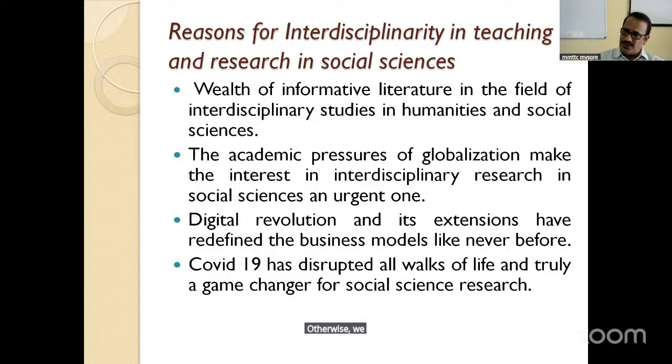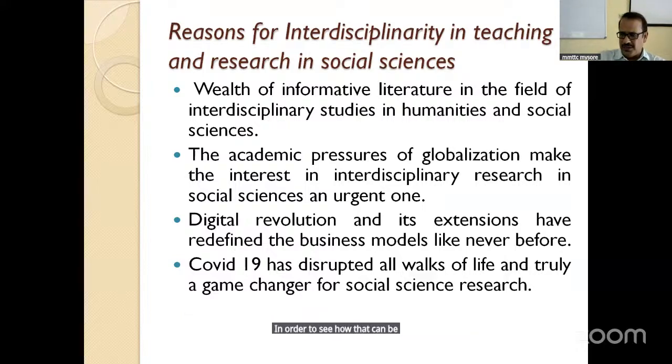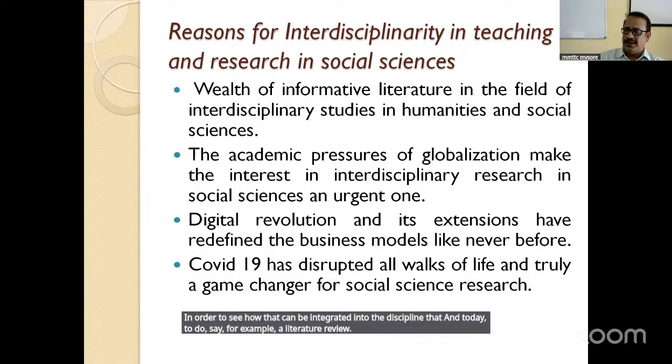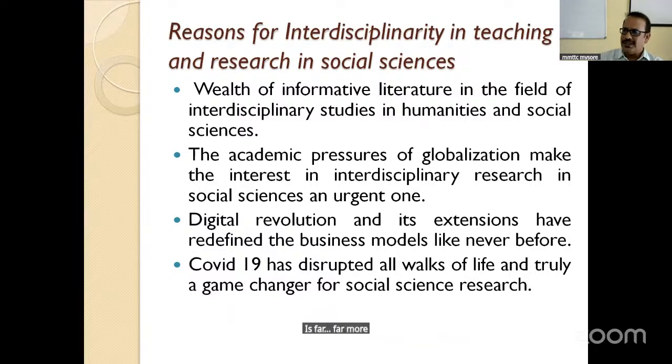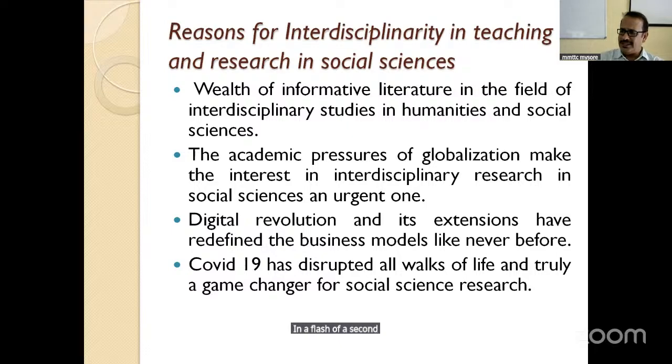Otherwise, we were actually going through an industrial revolution 4.0, where that digital revolution made us take the use of information which was coming from all over, in order to see how that can be integrated into the discipline. Today, to do, for example, a literature review is far easier than it used to be 20 years hence, just because you have all the data in the digital form. So you have access to all the Scopus, all ABDC journals, all Google Scholar journals in a flash of a second. And that is the reason why there is a huge information in social science.